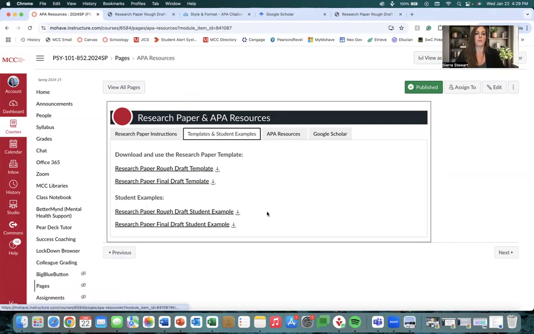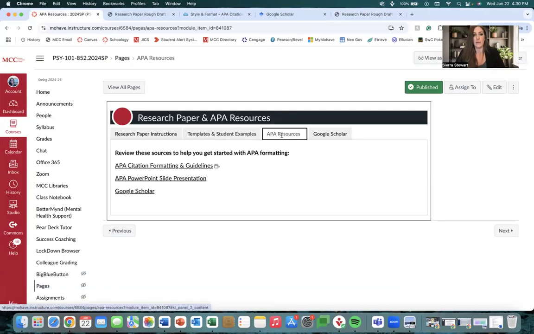All right. So remember, you're going to select one psychological topic. You're going to find 2 different studies on the same topic, one quantitative, one qualitative. You're going to download the template. You're going to fill in the template, and it should look just like this rough draft that I just showed you. All right. So maybe you're asking, okay, well, how do I do that? APA references and resources are right here. So anything that you need to know about APA, there's the formatting guidelines if you need help with that. There's a PowerPoint presentation if you need to understand how to do that.